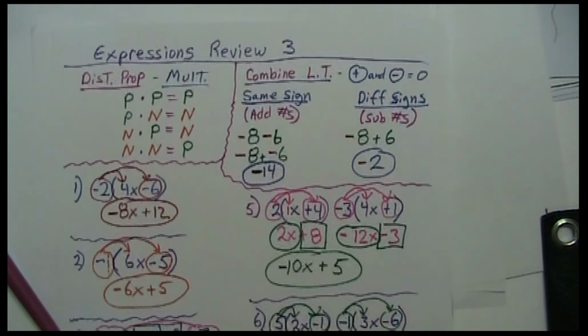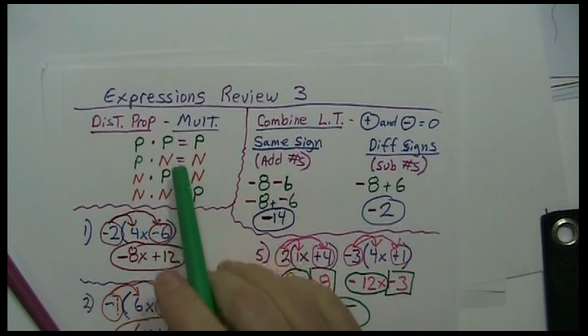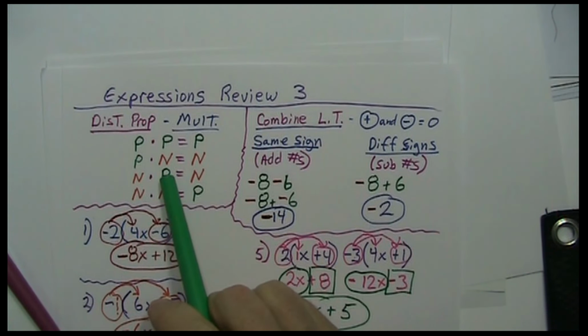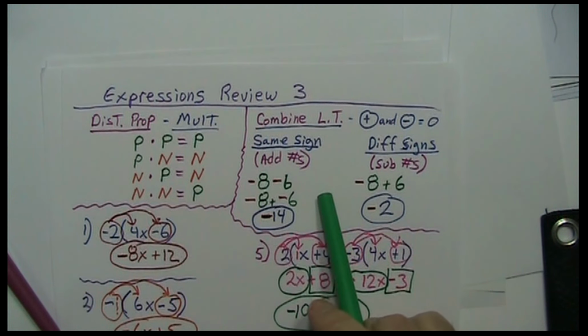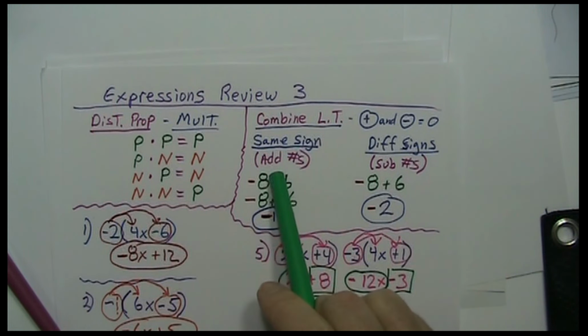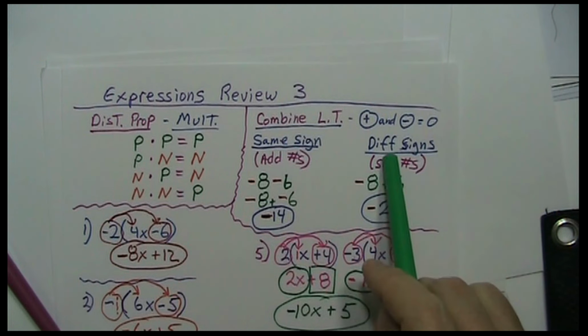Okay, so now you know when to use the rules. For distributive property, think of counting the negative signs. When combining like terms, add the numbers if they're the same sign, subtract if they're different signs.